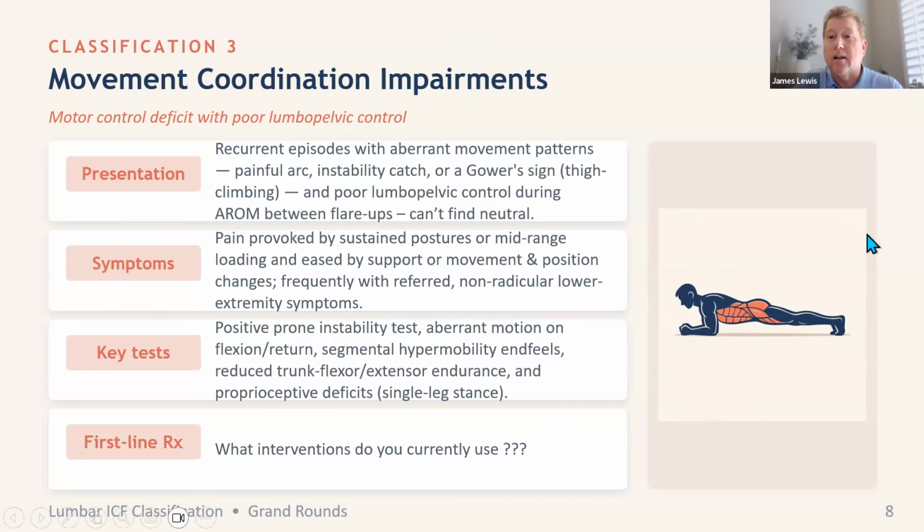Let's see here. I've got Leander. Leander, we've got somebody that we think has some lumbar instability. We've got movement coordination impairments. What are we going to use with these folks? What do you think?